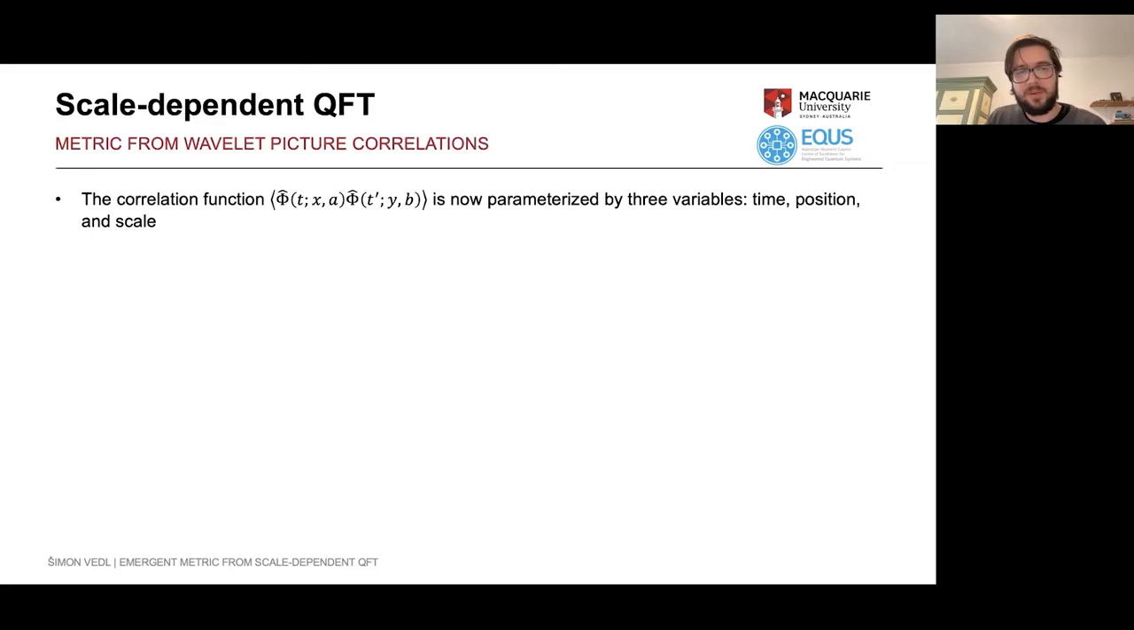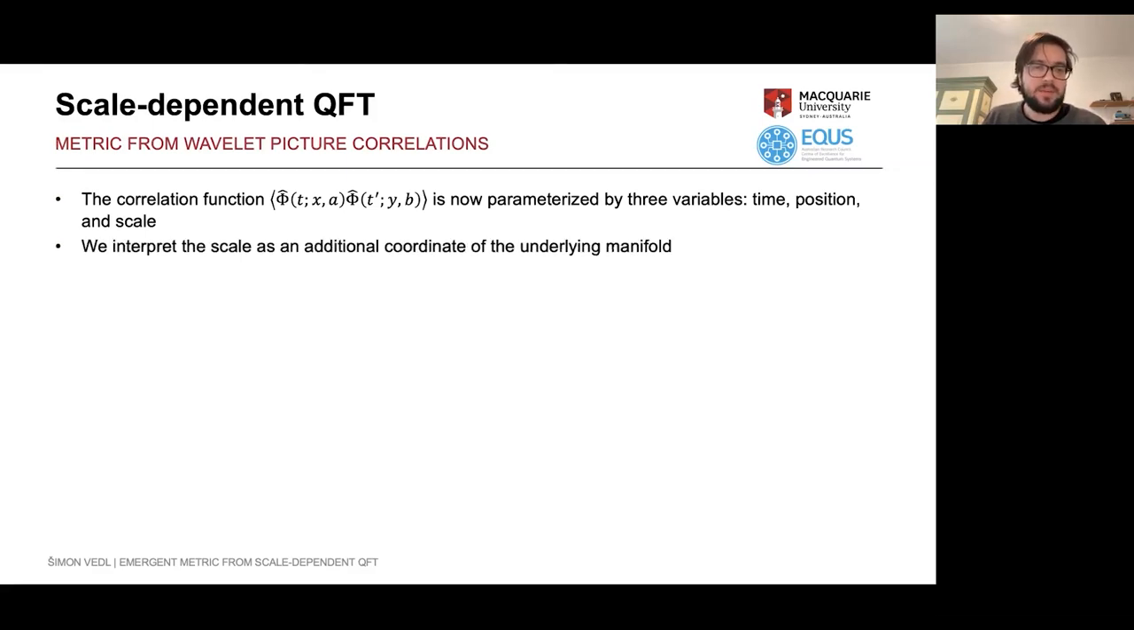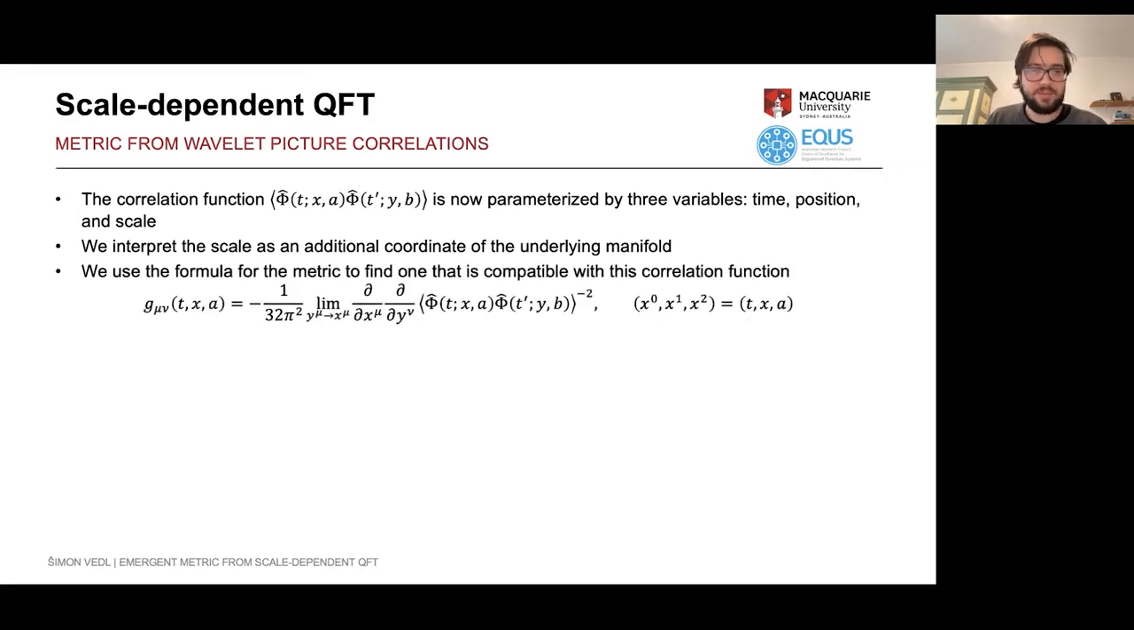So in the scale dependent QFT, we have a correlation function. It is parameterized by time, position, and a scale variable. And what would happen if we interpreted the scale as an additional coordinate? So instead of a two-dimensional manifold, we now have a three-dimensional one. And we could just try to use the formula and see what we get.